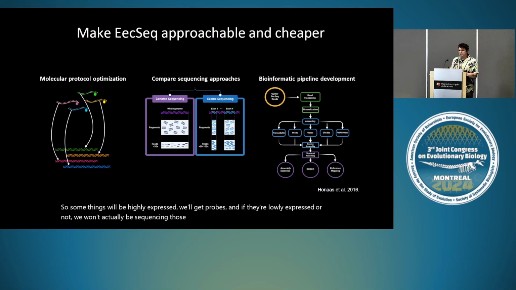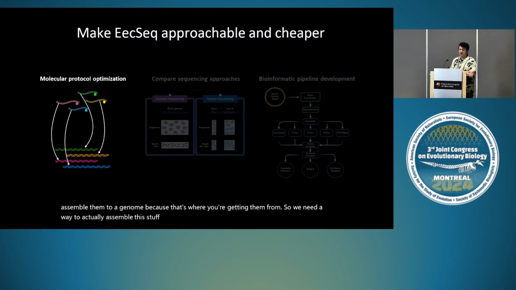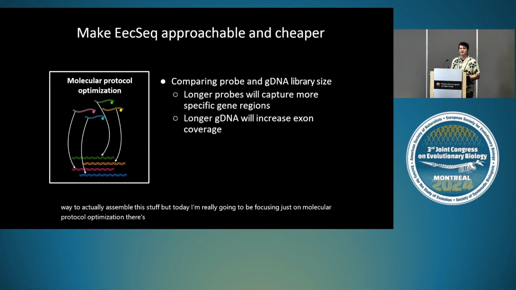My project has been focusing on making EEC-seq more approachable and a little bit of a cheaper method. It's in 3 phases: molecular protocol optimization, so just trying to break as much stuff as I can at the lab bench; comparing different sequencing approaches, such as EEC-seq, whole genome sequencing, or RNA-seq, and commercial capture probe design; and lastly, a full bioinformatic development to de novo assemble exome reads, because typically you just assemble them to a genome, since that's where you're getting them from. So we need a way to actually assemble this data. But today, I'm going to be focusing just on molecular protocol optimization. Just real riveting, fun stuff, right?